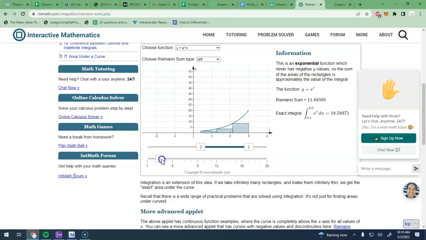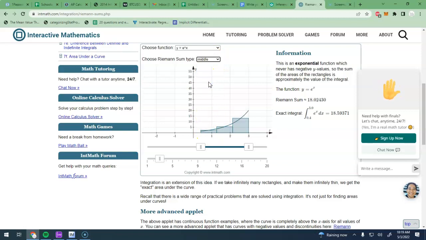Why are there gaps? Because if it's an increasing function and you're choosing the left-hand endpoint, aren't you always choosing the lower of the numbers? So you're going to go underneath the curve. So if I flipped it to right, what would happen? It'd be an overestimate, because now you're taking the higher of the two numbers.